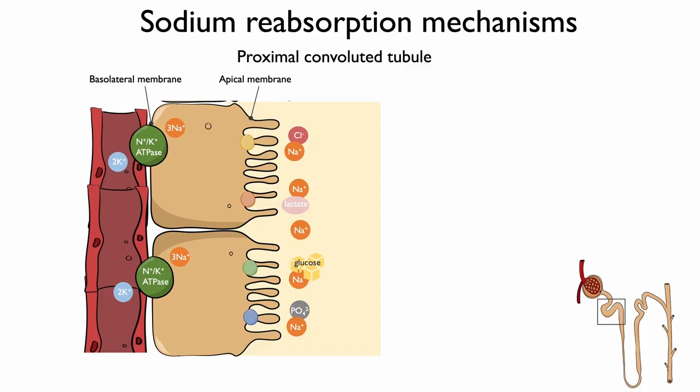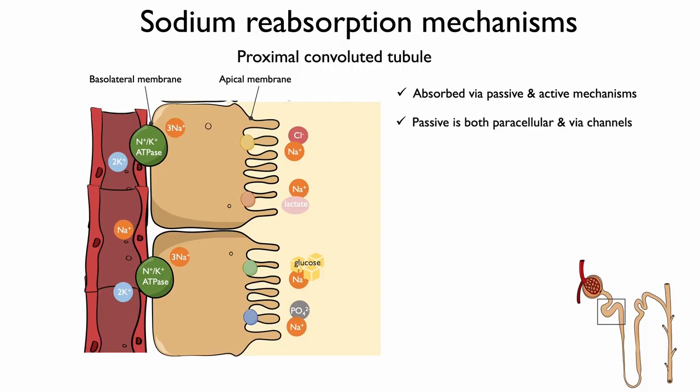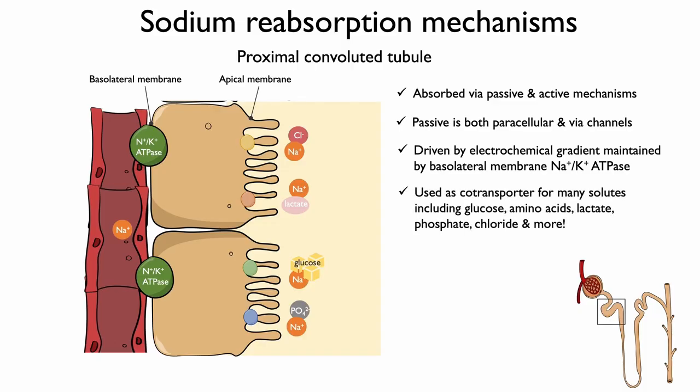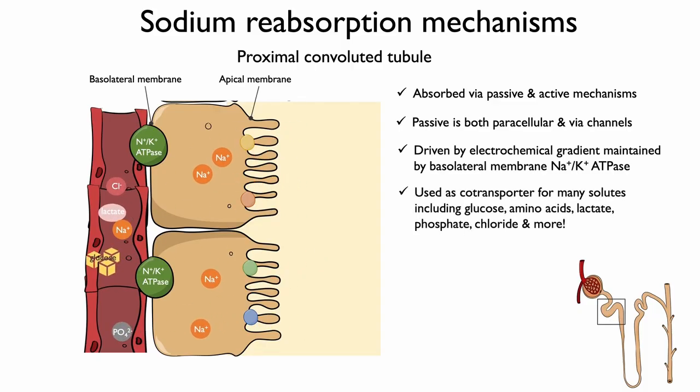In the proximal convoluted tubule, where approximately 60 to 70% of the filtrate is reabsorbed, sodium reabsorption occurs by both passive and active mechanisms. Passive mechanisms are both paracellular and via channel. Sodium follows an electrochemical gradient maintained by a sodium pump termed the sodium-potassium ATPase, located at the basolateral membrane, which results in low intracellular and high extracellular sodium concentrations. The gradient also enables the reabsorption of other solutes, as sodium serves as a co-transporter.